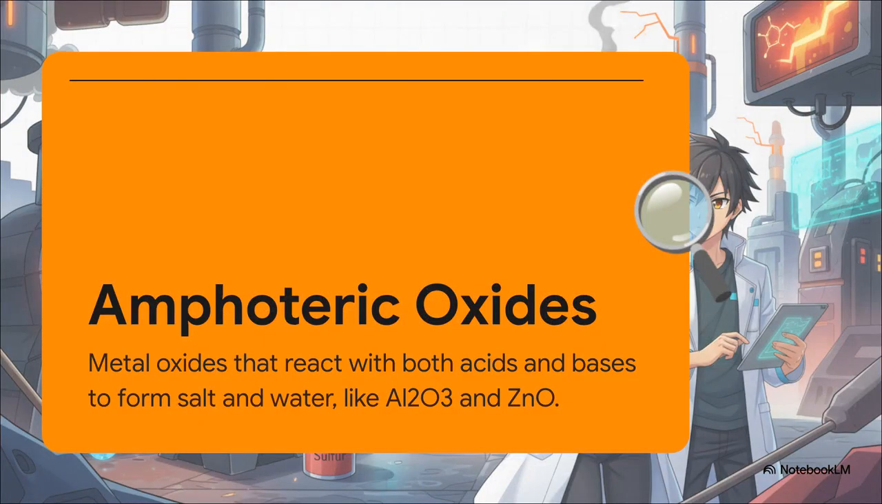Now, I really want you to draw a giant star next to this definition in your notes. Amphoteric oxides. Usually, metal oxides are basic in nature, but amphoteric oxides, these are the chemical rule breakers. They react with both acids and bases to form salt and water. The absolute classic examples your examiner wants to see are aluminium oxide and zinc oxide. ये NCERT का all-time favorite question है, so please do not skip it.